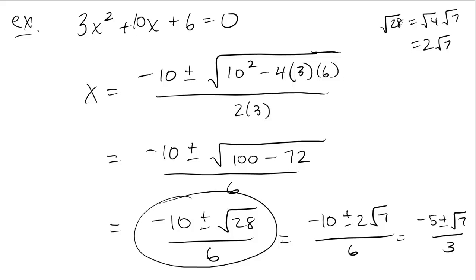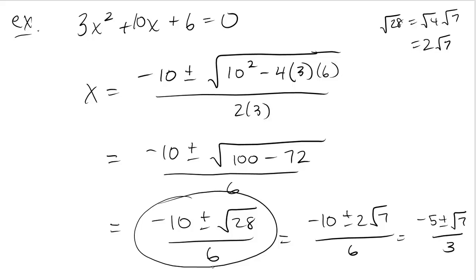The only reason I think you should simplify further is if the number under the radical is a perfect square. Then of course you should simplify, because you're going to get rational solutions. But if your answer is going to have a radical in it anyway, then I don't see any reason to do the rest of this.